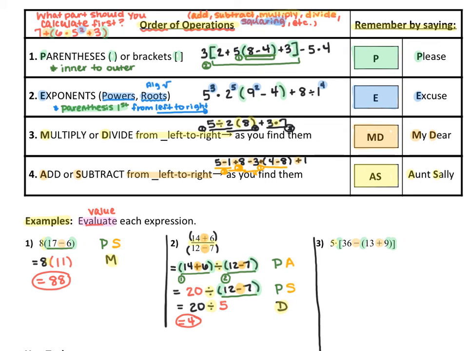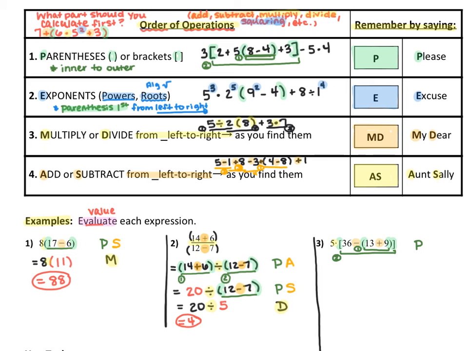So we're going to first look for parentheses. Well, I see parentheses twice. I see parentheses here, and then within that parentheses, I see another set of parentheses. So which one do you perform first? Well, you always start with the innermost, and then you go to the outer. So we're going to be performing on parentheses first.